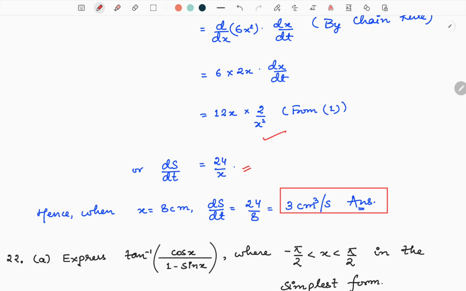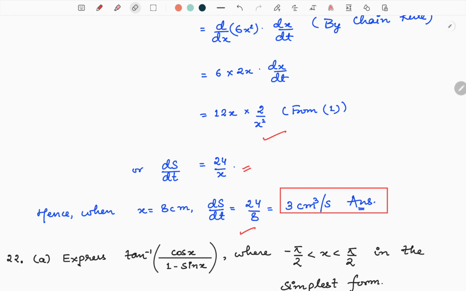So this is the general expression of dS/dt, the rate of surface area change. But we are asked to find dS/dt at x equal to 8 centimeters. So put x equal to 8 in the above expression, you will get 24 by 8, and corresponding to that the rate of increase of surface area will be 3 centimeter square per second.